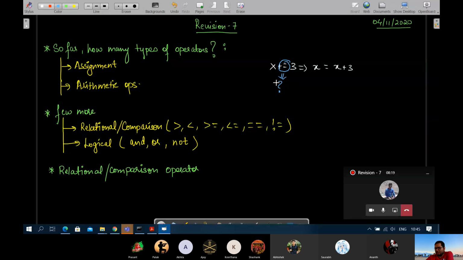Prashant, if your screen is lagging, you can try to join again. This operator is an assignment operator, but the more correct or technical name is augmented assignment operator. Okay, augmented assignment operators. So what are the possible augmented assignment operators?